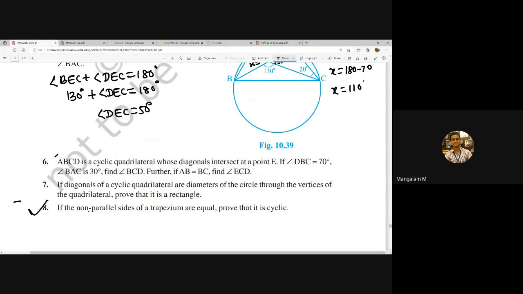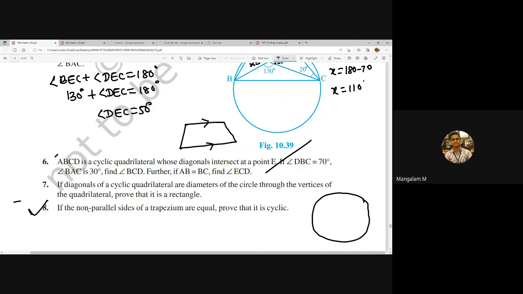Solve all the sums. Question number 8, which is a theorem: if in a circle there is a trapezium. What is a trapezium? A trapezium is a quadrilateral in which one pair of opposite sides are parallel, right? So this is like a trapezium in which one pair of sides are parallel.